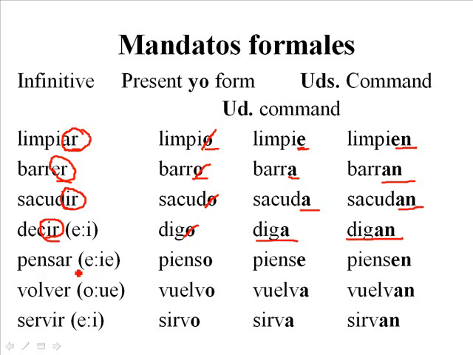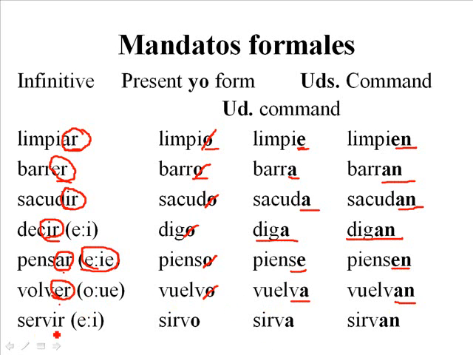Pensar. Pensar is a stem-changing verb. Here's the reminder. It's an AR verb. The yo form is pienso. But we're going to take off that O. See the AR. Pienso. Piense. Piensen. Volver, another stem-changing verb. In the ER. Vuelvo is the yo form. Let's take off that O and add an AR verb ending for the ER. Vuelva, vuelvan.